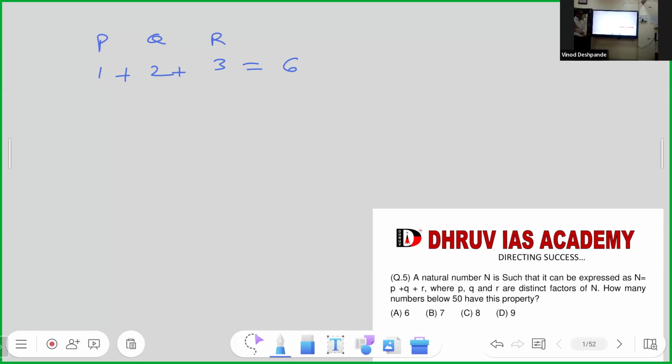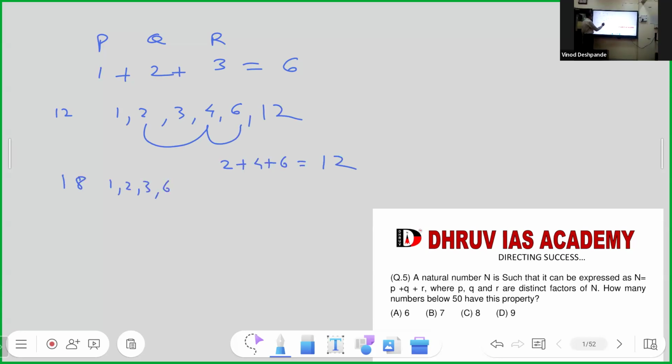So next, if you just go through this logic, for 12 the factors are 1, 2, 3, 4, 6 and 12. Again here if you add 3 factors, say 2, 4 and 6, so 2 plus 4 plus 6 is 12, which satisfies this condition. Now if you go for the next, 18, the factors are 1, 2, 3, 6, 9 and 18. Here also if you add these factors, say 3 plus 6 plus 9, so 9 plus 9, 18, which is again equal to n, the natural number.